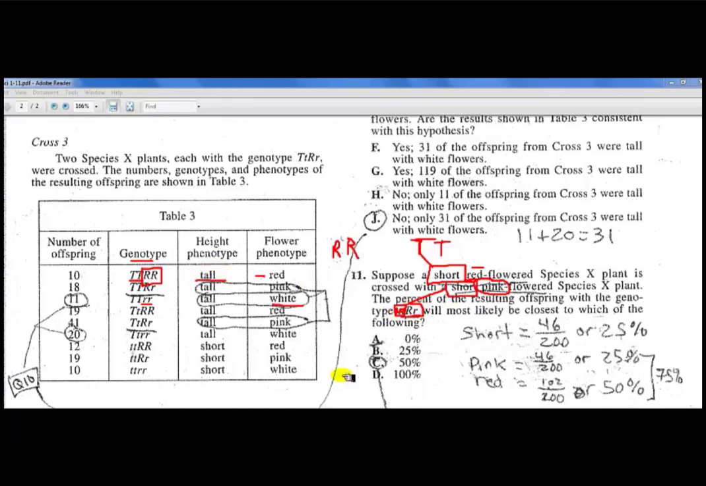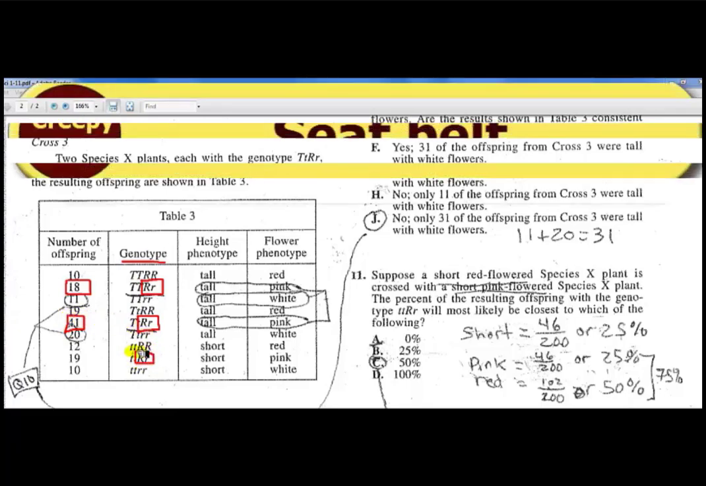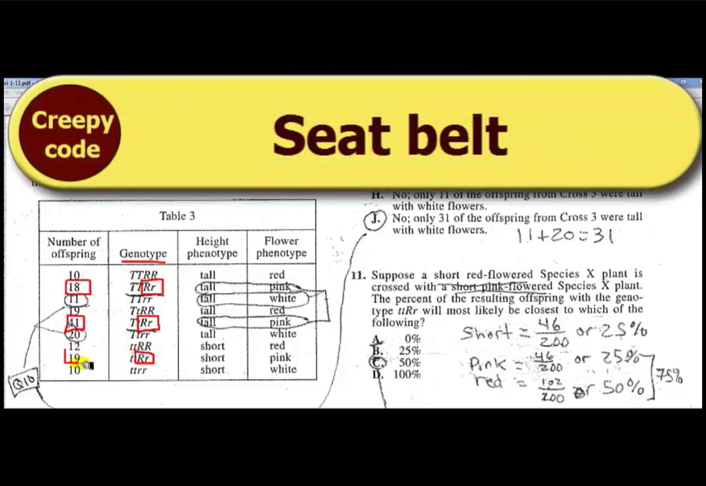Now, if you come over here, I'm going to clear the screen and watch how easy this is. We're going to go into table 3 and we're going to find capital R, small r, and when we see that in the genotype here, let's look and see. There are 18 offspring with this genotype. We keep going down here, we find another one, capital R, small r. That produces another 41 offspring. We keep going down and find another capital R, small r, and that produces another 19.